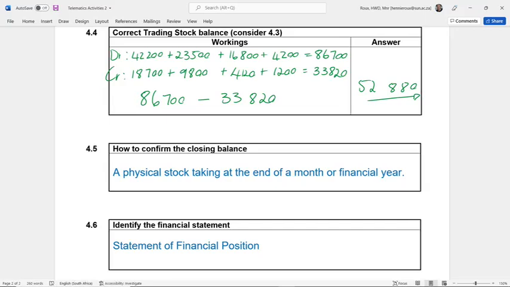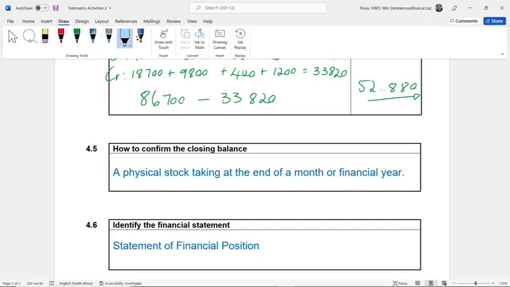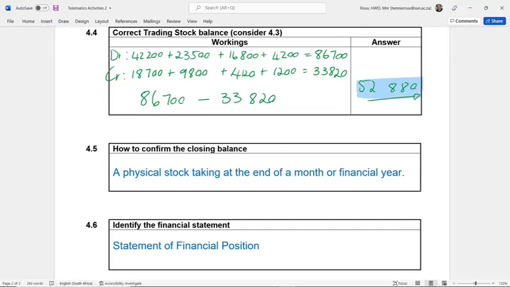The second last question, how to confirm the closing balance. According to our books, we have trading stock to the value of 52,880. How can we make sure that we really have that on hand? We do a physical stock take. We count our stock. That can be done at the end of the month. That can be done at the end of the financial year. That can be done twice a year. Depends on how much stock we have and how easy it is to count everything. But a physical stock take will confirm the amount that we have on hand.